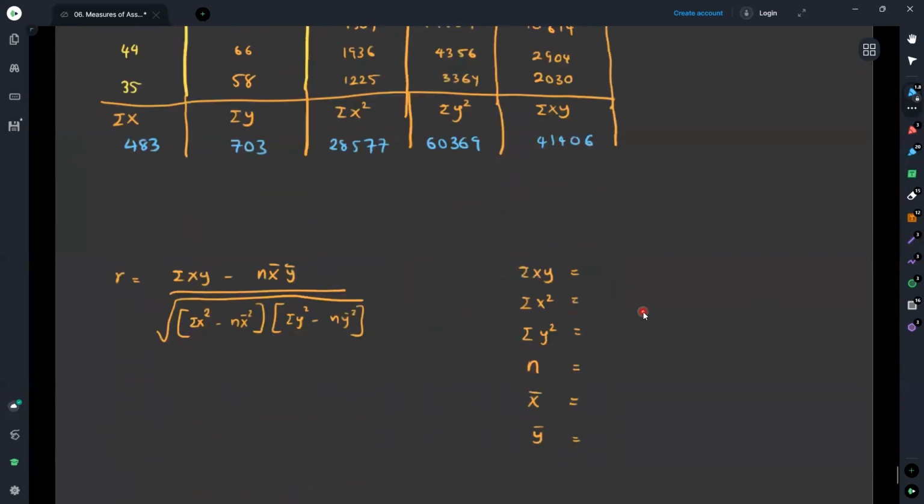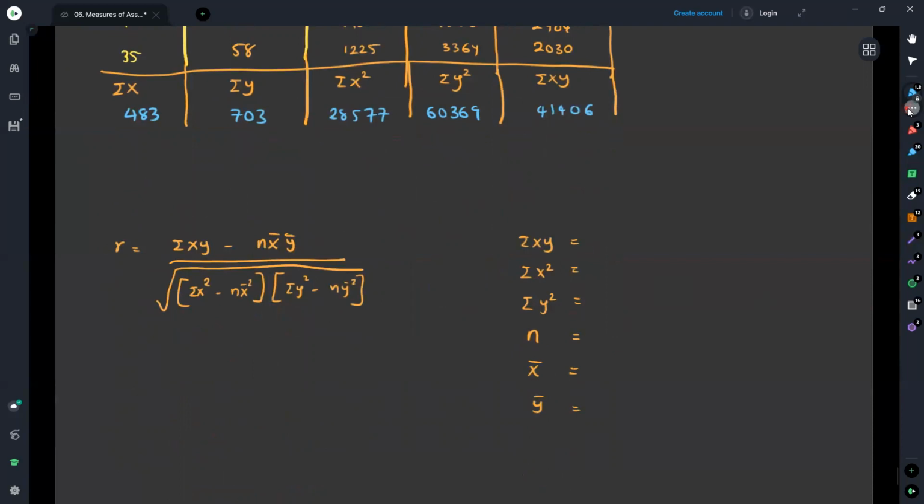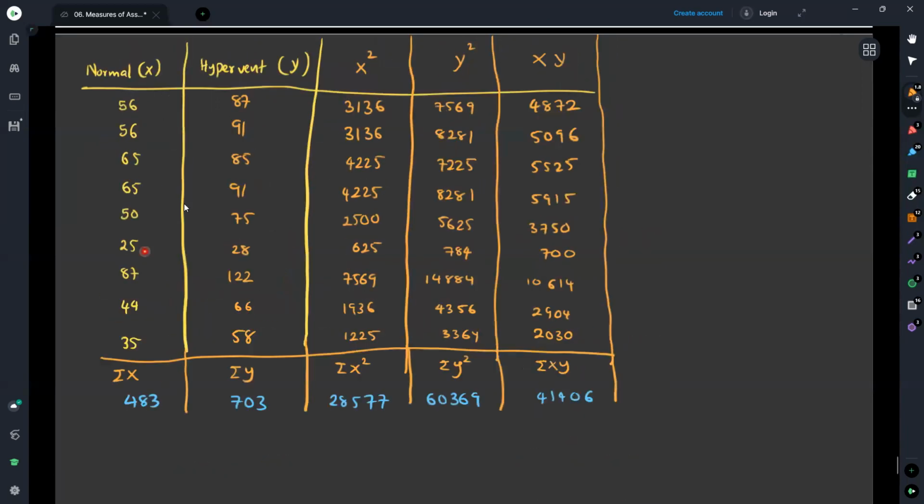Therefore, these are the values that we are getting for the summations, and we need one more value. If we see the values that we have obtained, summation of xy is 41,406. Summation of x squared, we got it as 28,577. Summation of y squared, 60,369. Then the value of n needs to be found out. The value of n we can consider by considering one column.